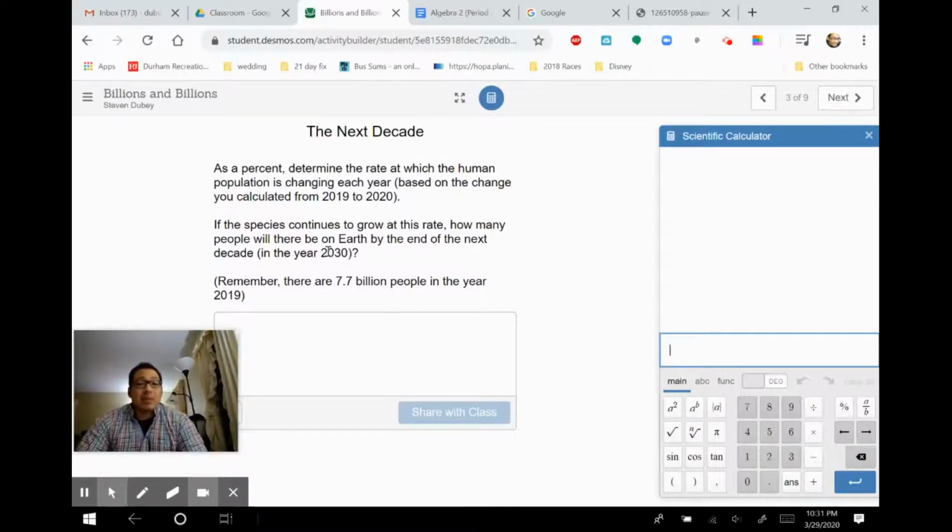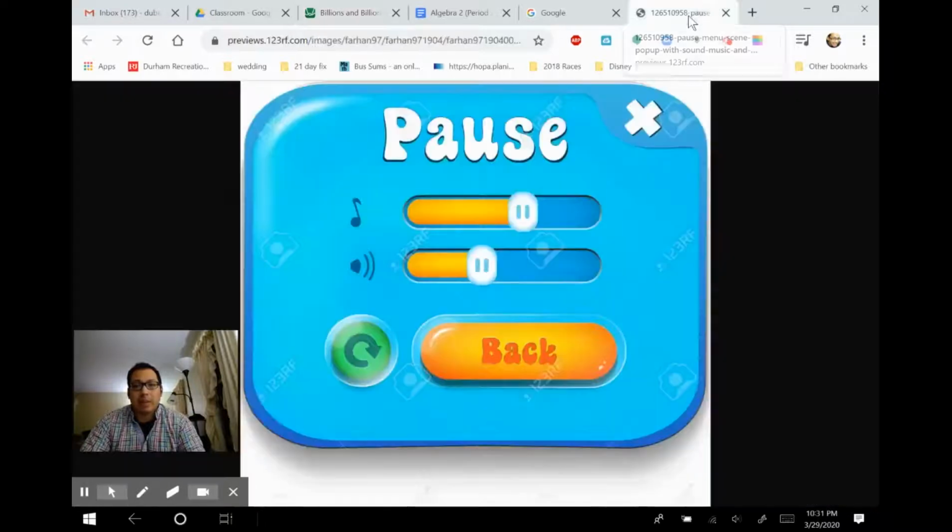And then based on that percentage, if we continue to grow at that rate, at that percentage change each year, how many people will there be in the year 2030? Remember, this is growing by a percentage now, so it's not going to be adding 89 million each year. It's going to become an exponential function. Let me pause the video, try it yourselves, and then I'll come back.